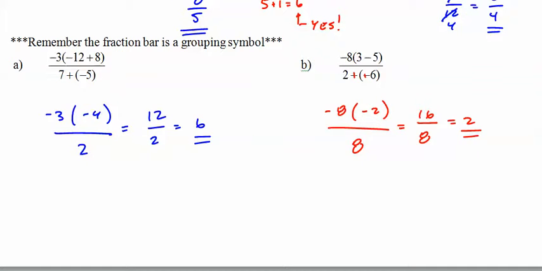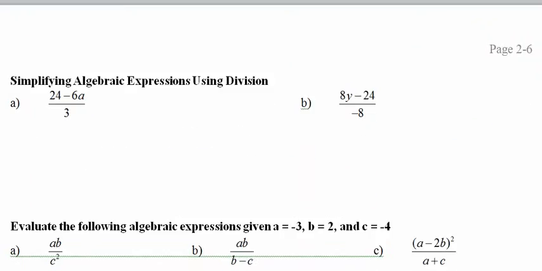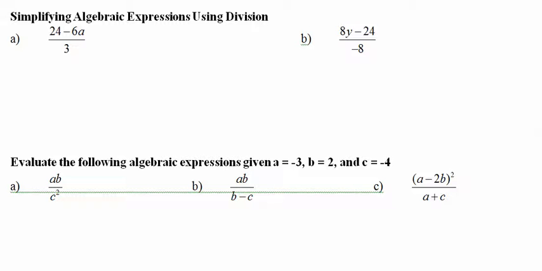Make sure you know how to do those. We also get into a little bit of simplifying algebraic expressions using division. This is far and away one of the biggest problems I have ever seen. I call this killing a kitten because it's so bad you should feel like you've just killed a little kitten and feel guilty about it.